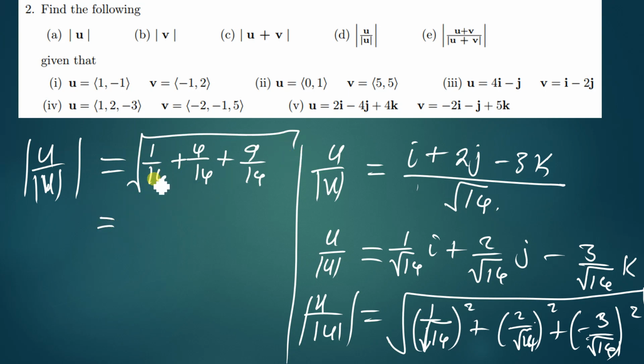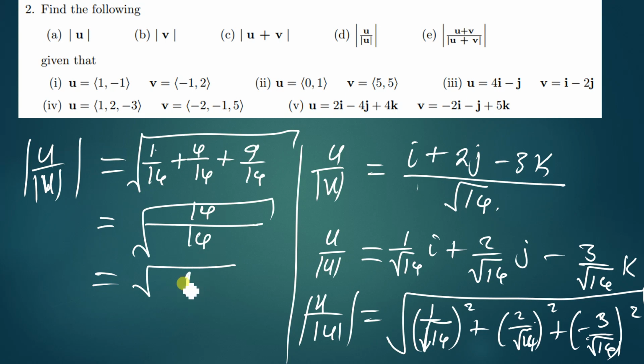So when you add, the denominator is the same, so we can just write it there. When you add 1 plus 4 plus 9, you're getting 14. So the square root of 14 over 14 gives us 1. The square root of 1 is 1. So remember what I told you: the magnitude of the unit vector is always 1. So make sure that the answer you find on E should also be 1. The solution of D should be equal to 1 for all these questions that you've been given.